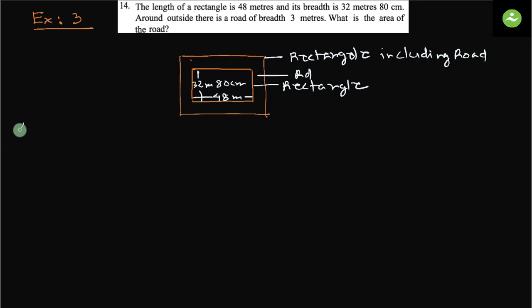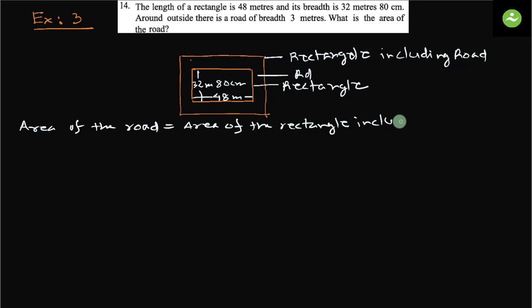So area of the road equals area of the rectangle including road minus area of the rectangle.